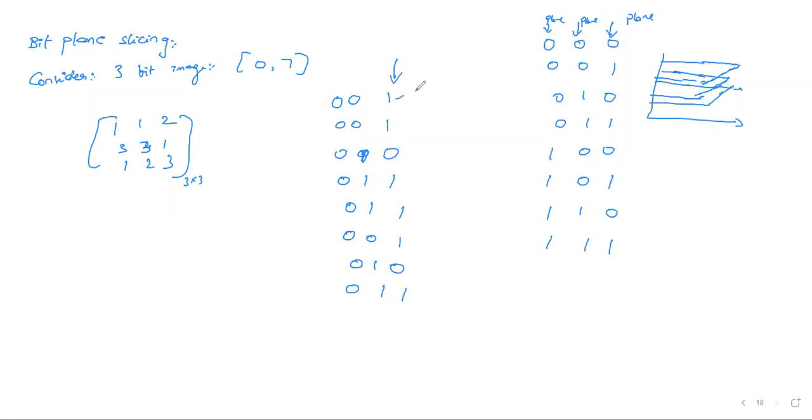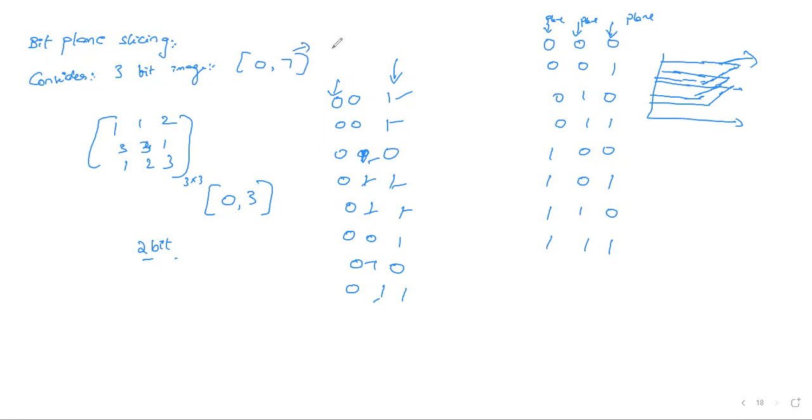Observe here. The first plane has ones. Second plane also has ones. Third plane does not have any single one. So if you remove this plane, what do we have? We get only 2-bit, right? We have only 2-bit. And the maximum range for 2-bit is 0 to 3.